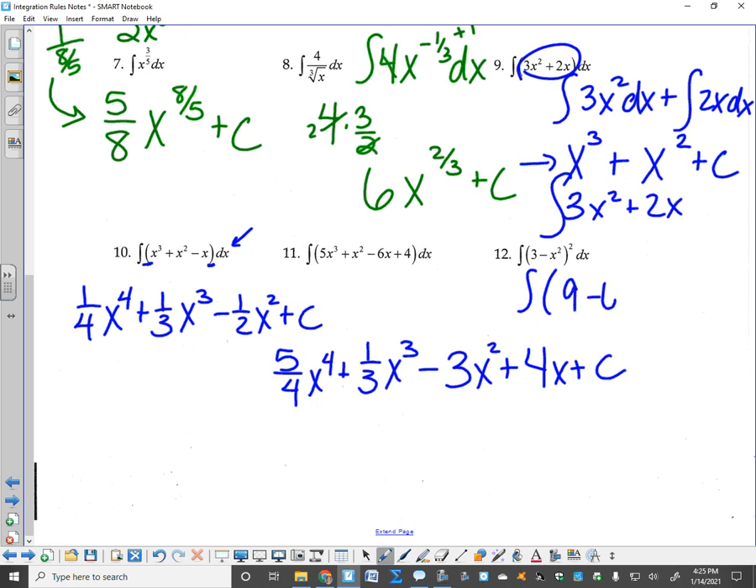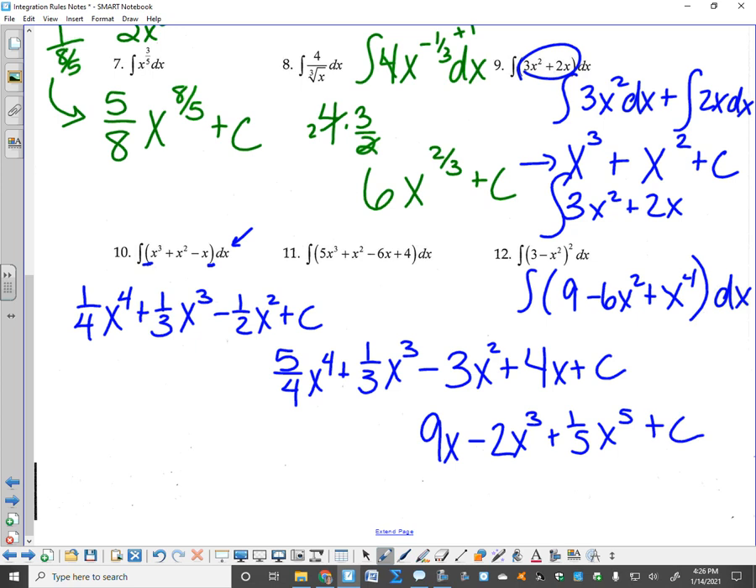That's going to be 9 minus 6x squared plus x to the 4th. Parentheses all nice and tidy with my dx. And that's going to give me 9x minus, that's a 3, so that's a 2, x to the 3rd, and that's a 1/5, x to the 5, plus c. Now, please know that I'm probably going to forget my c several times, so please help me if you see that I forgot my c.